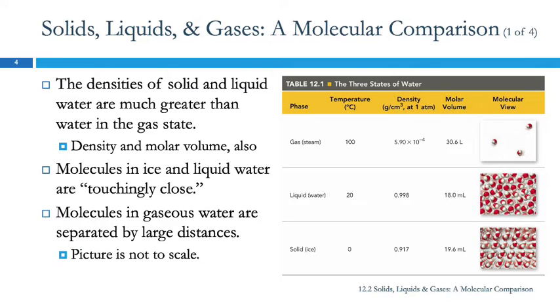It's 0.00059, much less. If we look at these illustrations, the molecular view, in the liquid and the solid, the molecules are touchingly close. They could reach out and touch someone, right? Here, they're all fixed in position. They're not moving relative to each other, but they're wiggling back and forth.